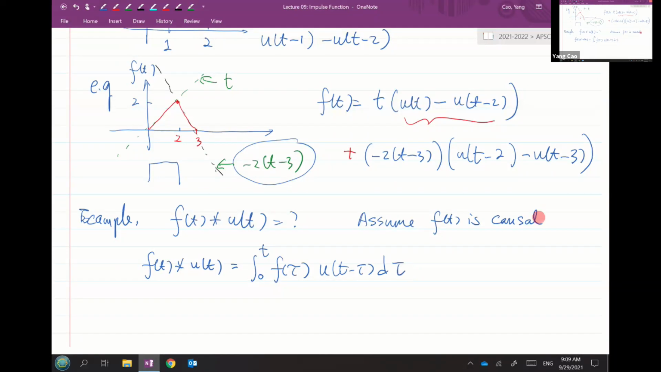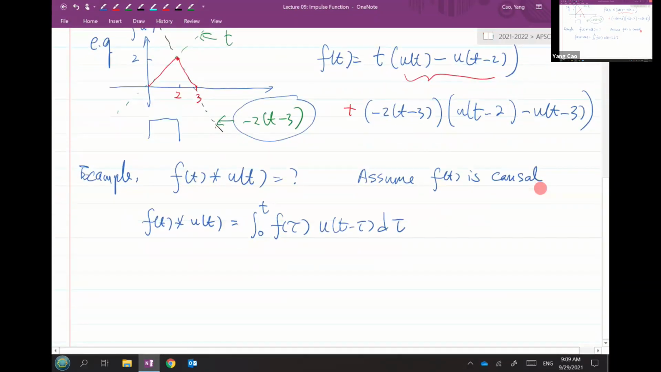By just looking at this, it's hard to tell what's going to happen next, right? So let's try the graphic approach a little bit, and then we'll see. For this term, u of t minus tau, how do we get it? If you recall graphically, we go first from u of t to u of tau, then from u of tau to u of negative tau, and then from u of negative tau to u of t minus tau. That's how you arrive at this u of t minus tau.